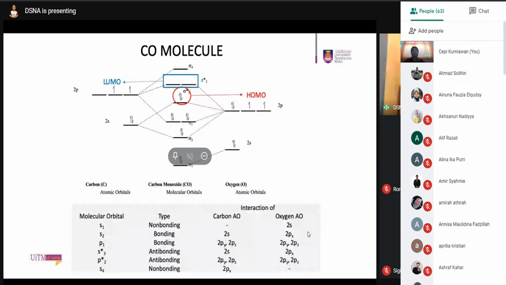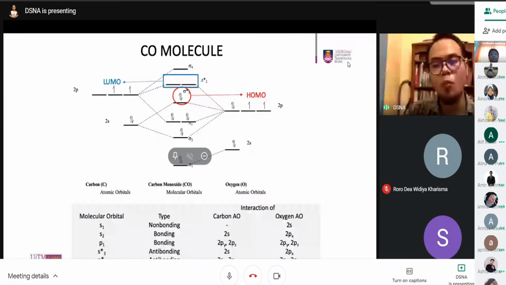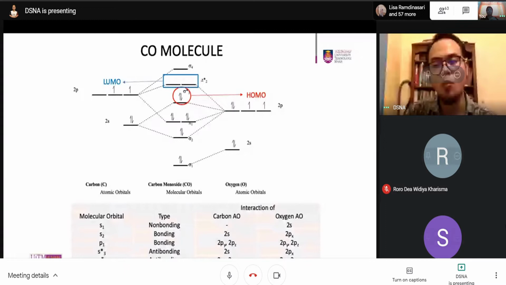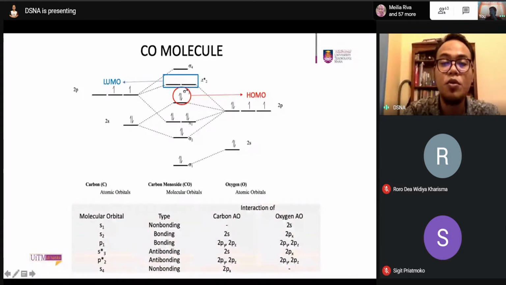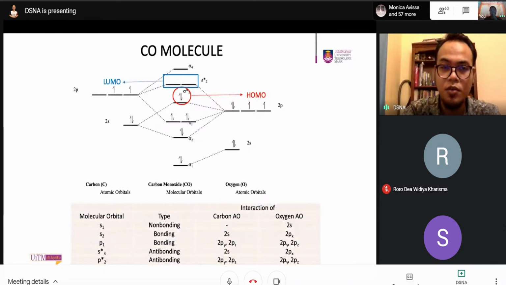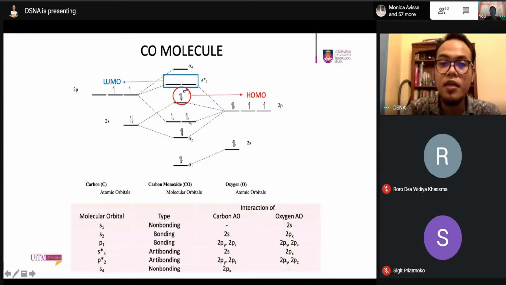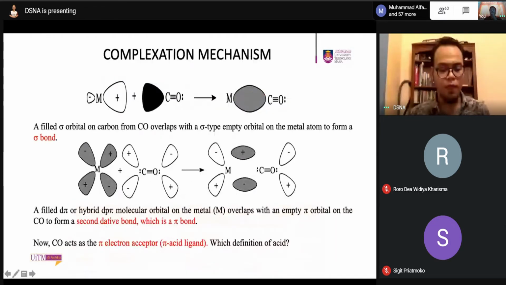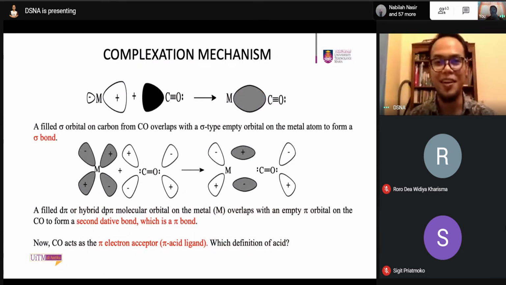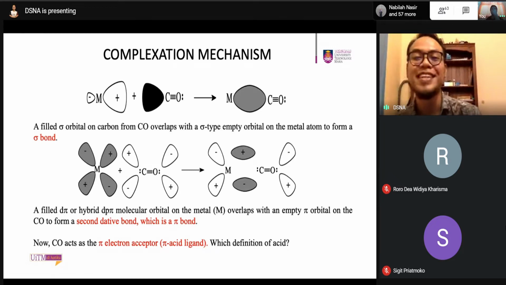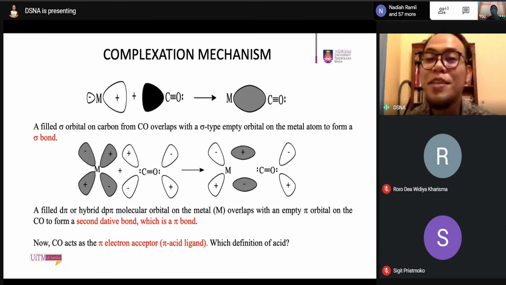So it is good for us to understand now that for the molecular orbitals of carbon monoxide, the HOMO is occupied here, and we also have the LUMO here. Is that okay now? Am I going too fast? No, okay. Because I tend to speak very fast, so you need to stop me when you feel it is necessary.